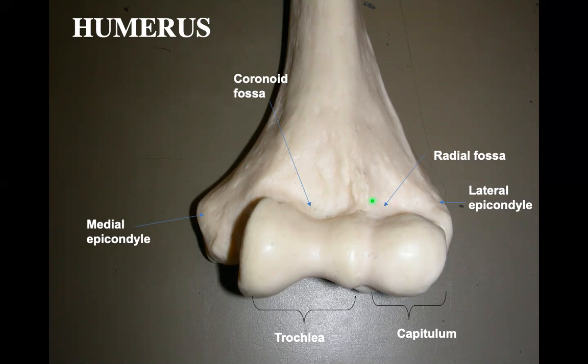So we'll come back to this in just a second. So again, you have this indentation right here called the coronoid fossa, and there is an extension of the bone on the ulna that's going to fit into this cavity called the coronoid process.